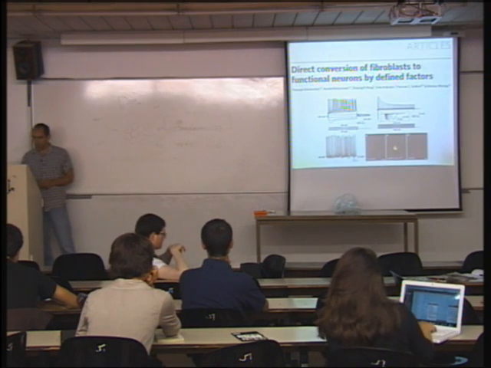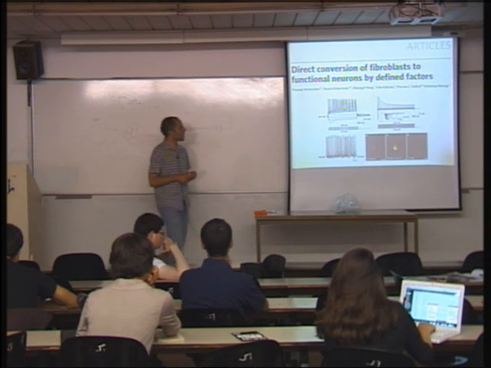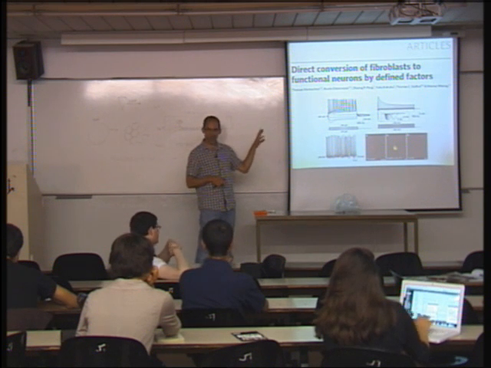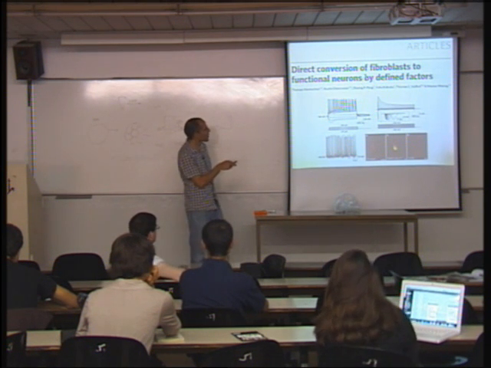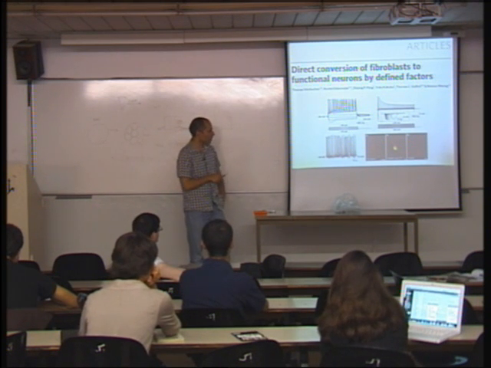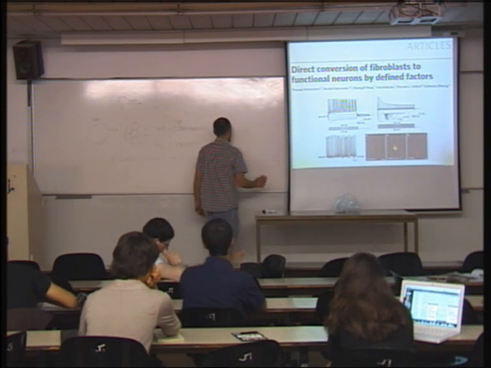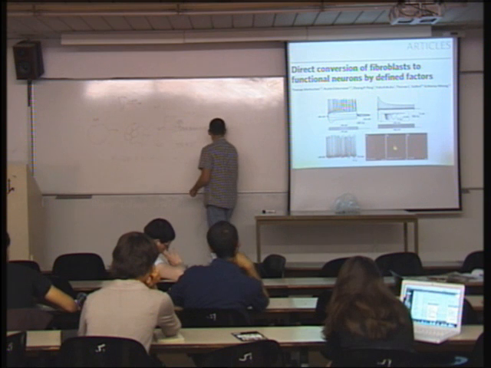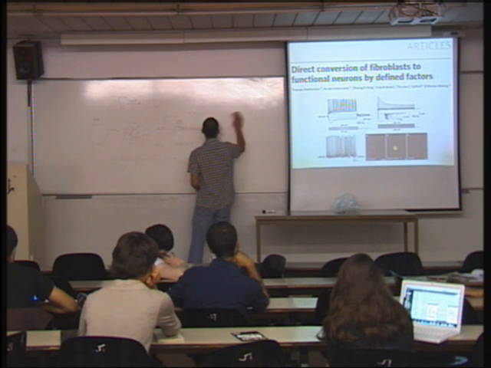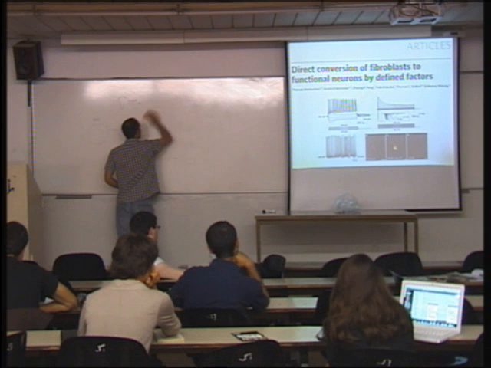And finally, this came out last year, and actually today the paper came out in humans. This was a direct conversion of fibroblasts to functional neurons by defined factors, and this was done in mouse. Marius Wernig was a postdoc at the lab of Rudolf Jaenisch, and he established his own lab at Stanford University.